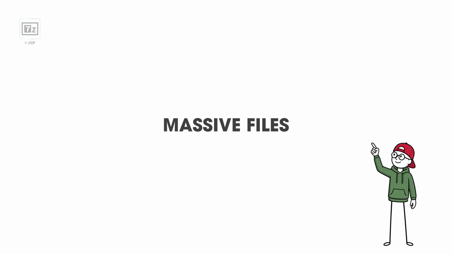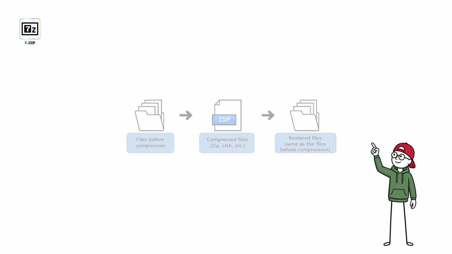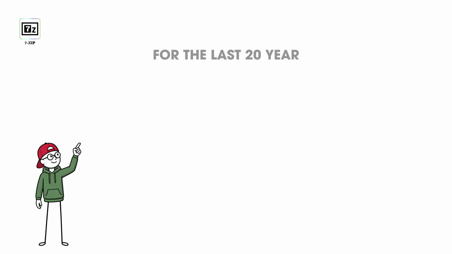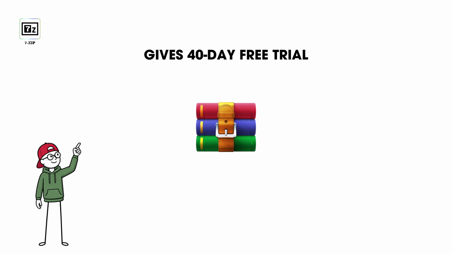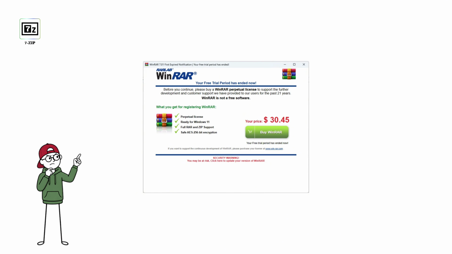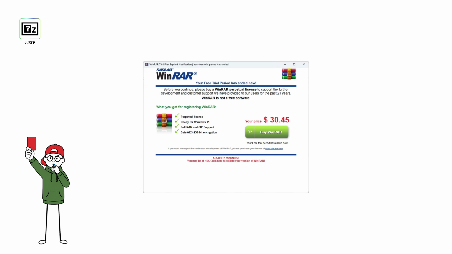7-Zip. Speaking of massive files, let's talk about file compression. For the last 20 years, everyone has been using WinRAR. And we all know the joke. WinRAR gives you a 40-day free trial and then bugs you to pay $30 for a license every single time you open it for the rest of your life. Stop clicking "Remind me later."